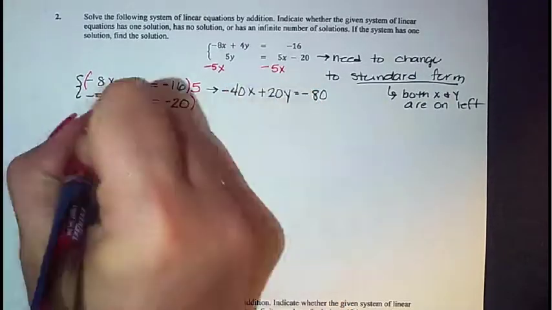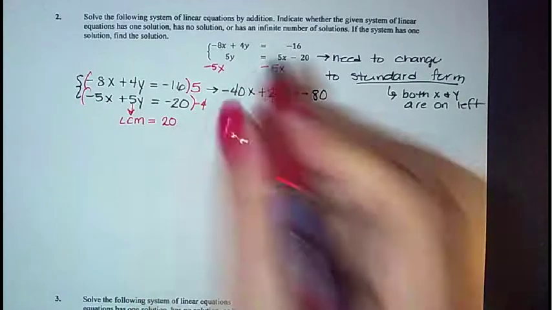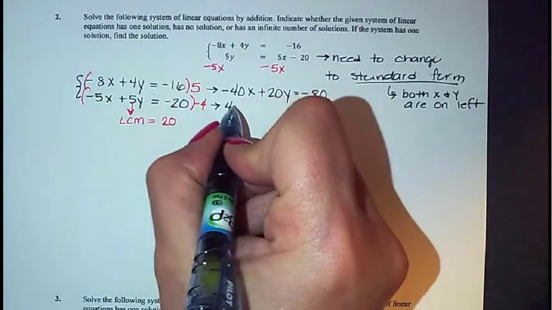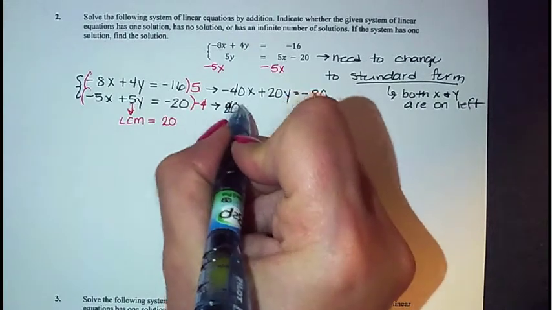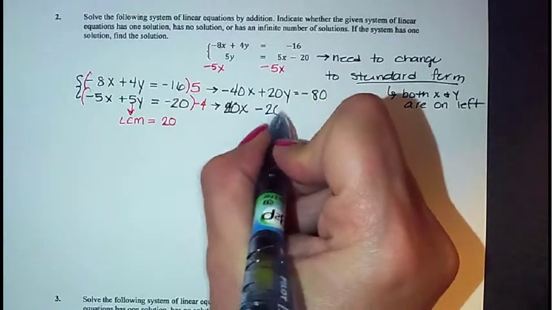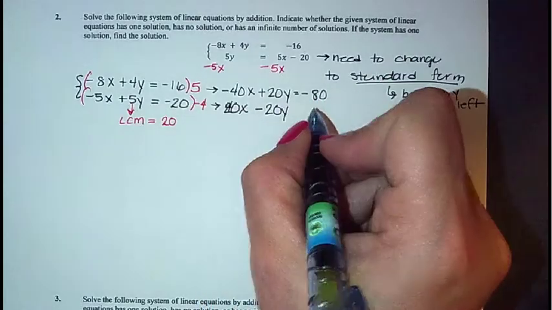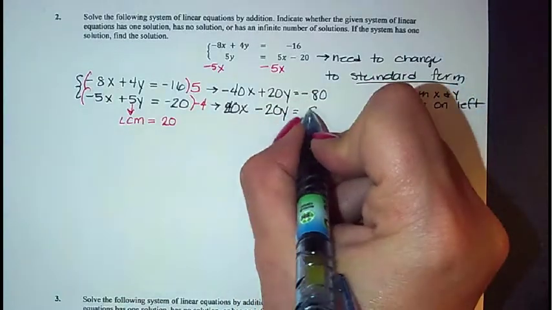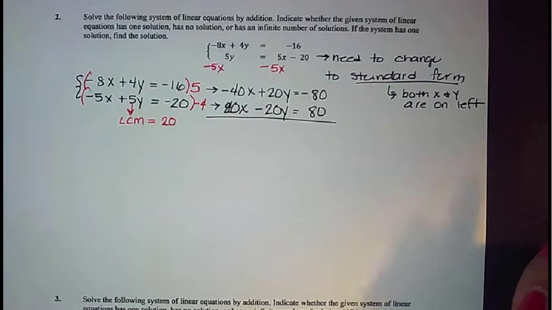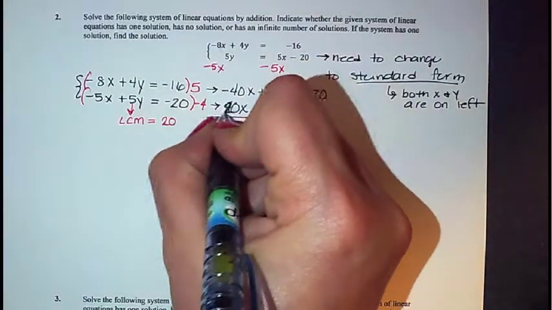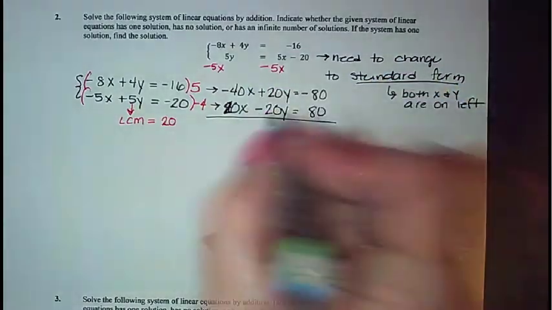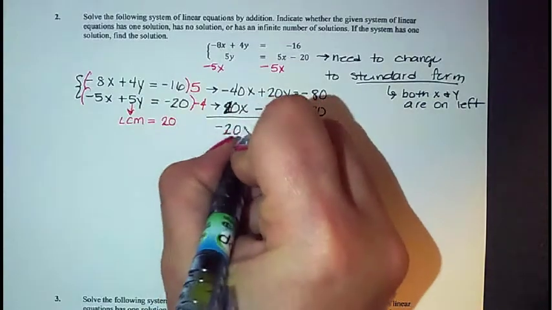So we would need to multiply this by negative 4. So that would give us a positive 20x, a negative 20y, and that would give us a positive 80. All right, so we're going to add these together. Now, my x's don't cancel because remember I was canceling my y's out. So I've got negative 40 minus 20. That's going to give me negative 20x.